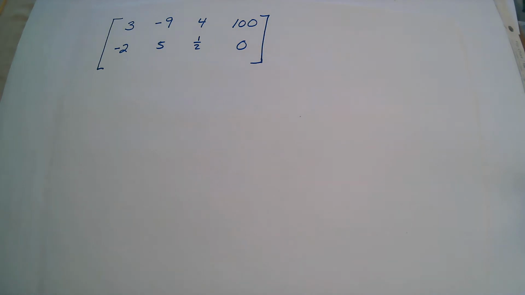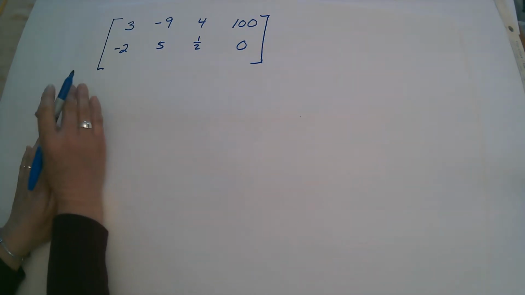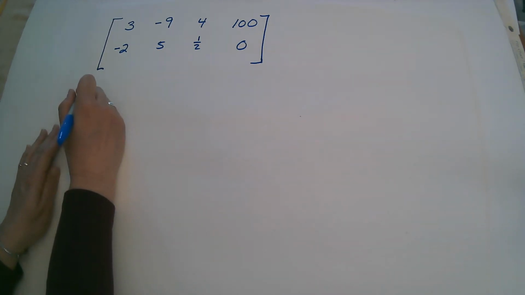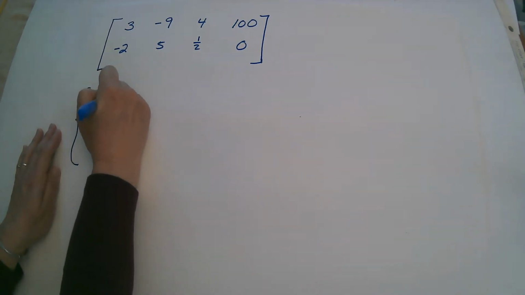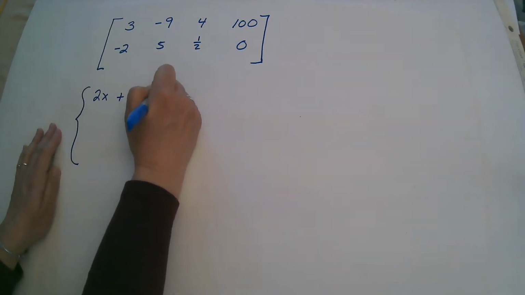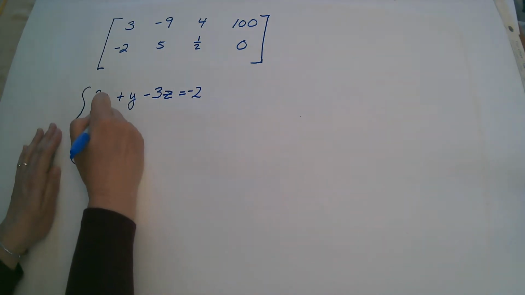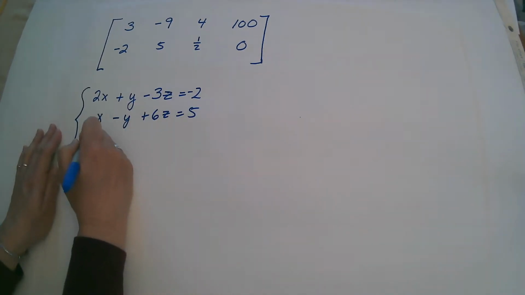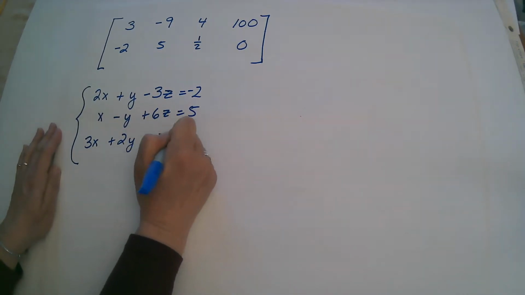Well, when we talk about systems, one thing that we can do is rewrite the system in a matrix, removing the variables and just keeping the coefficients and the constants. So let me show you what I mean. Suppose we have this system. It is 2x plus y minus 3z equals -2, and x minus y plus 6z equals 5. And the third equation will be 3x plus 2y plus z equals 11.